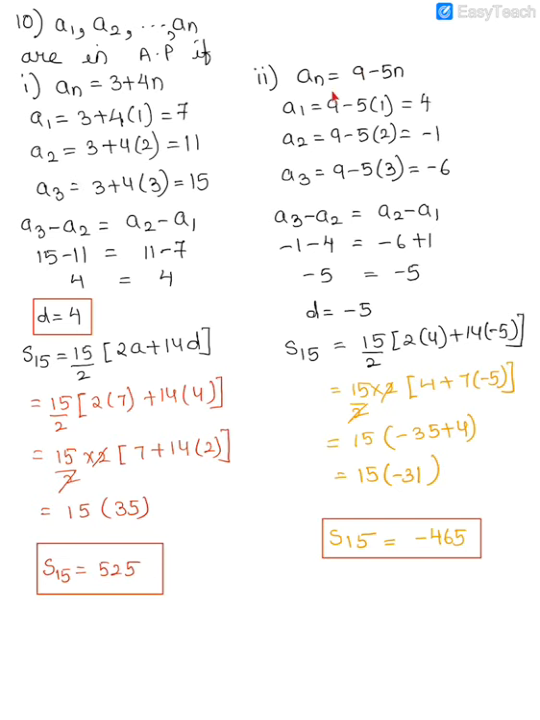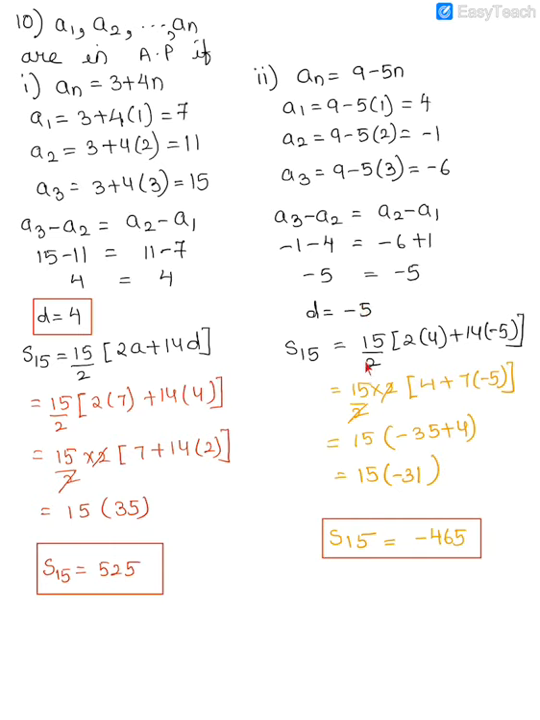Similarly in the second part, 1 लगाओगे तो A1 मिलेगा, 2 लगाओगे तो A2 मिलेगा, 3 लगाओगे तो A3 मिलेगा. If you are to define any term in a series in an AP, it's always preferable you find out 3 terms and show A3 minus A2 is equal to A2 minus A1. That means the common difference is minus 5.